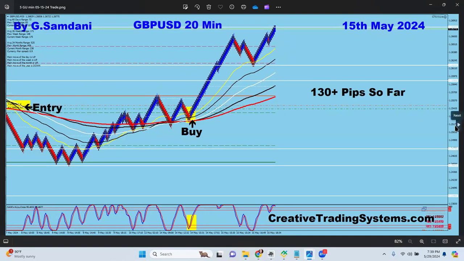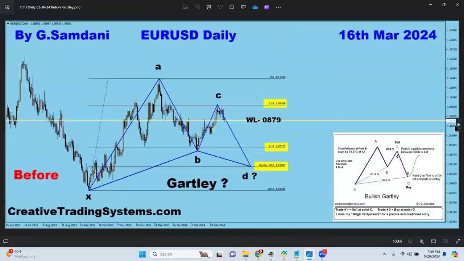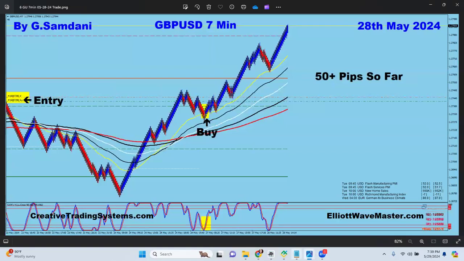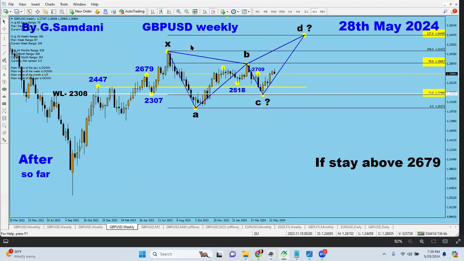So this is how it went, and then what happened to the final chart I just showed you in the beginning, that this is what happened. And this is where we stand right now as of the 29th today.